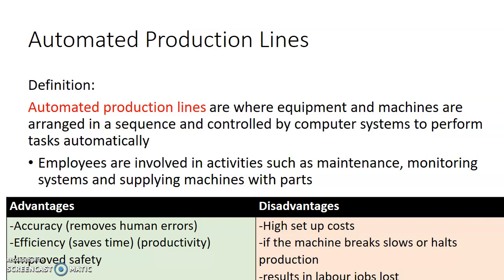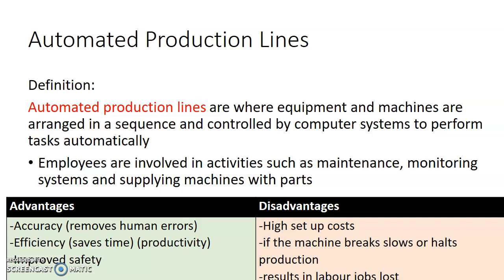Now, automated production lines. This is a kind of technological development that most businesses are using these days. Automated production lines are where equipment and machines are arranged in a sequence and controlled by computer systems to perform tasks automatically. I've got some videos in the lesson plans today that you can watch on how automated production lines work. Most of the products go through a conveyor belt from one system to another. They go in a sequence and usually move along the line on a conveyor belt.